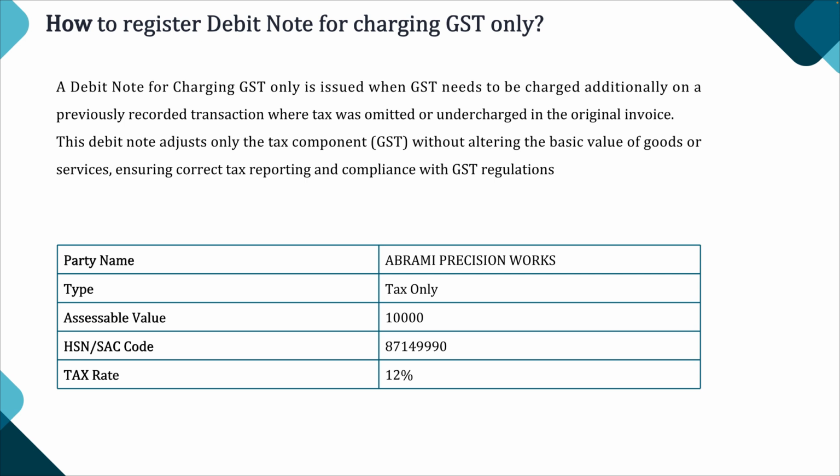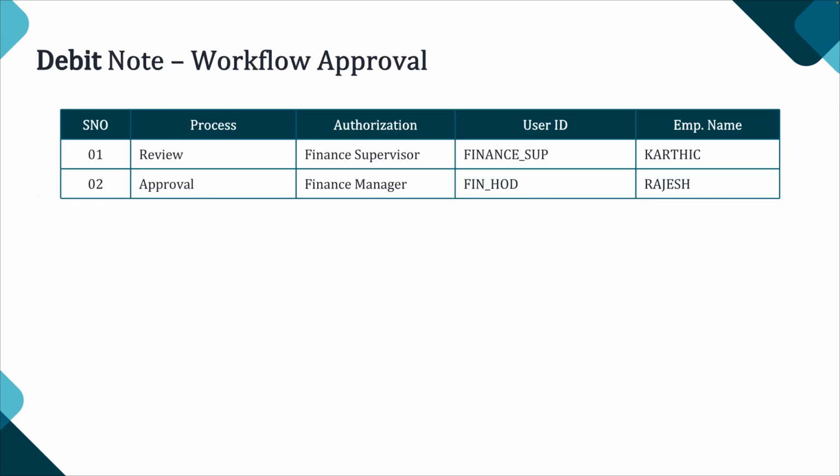Let us take one example. Party name is Abhirami Precision Works. Type as tax only. Assessable value 10,000. HSN/SAC code 87149990. Tax rate 12%.